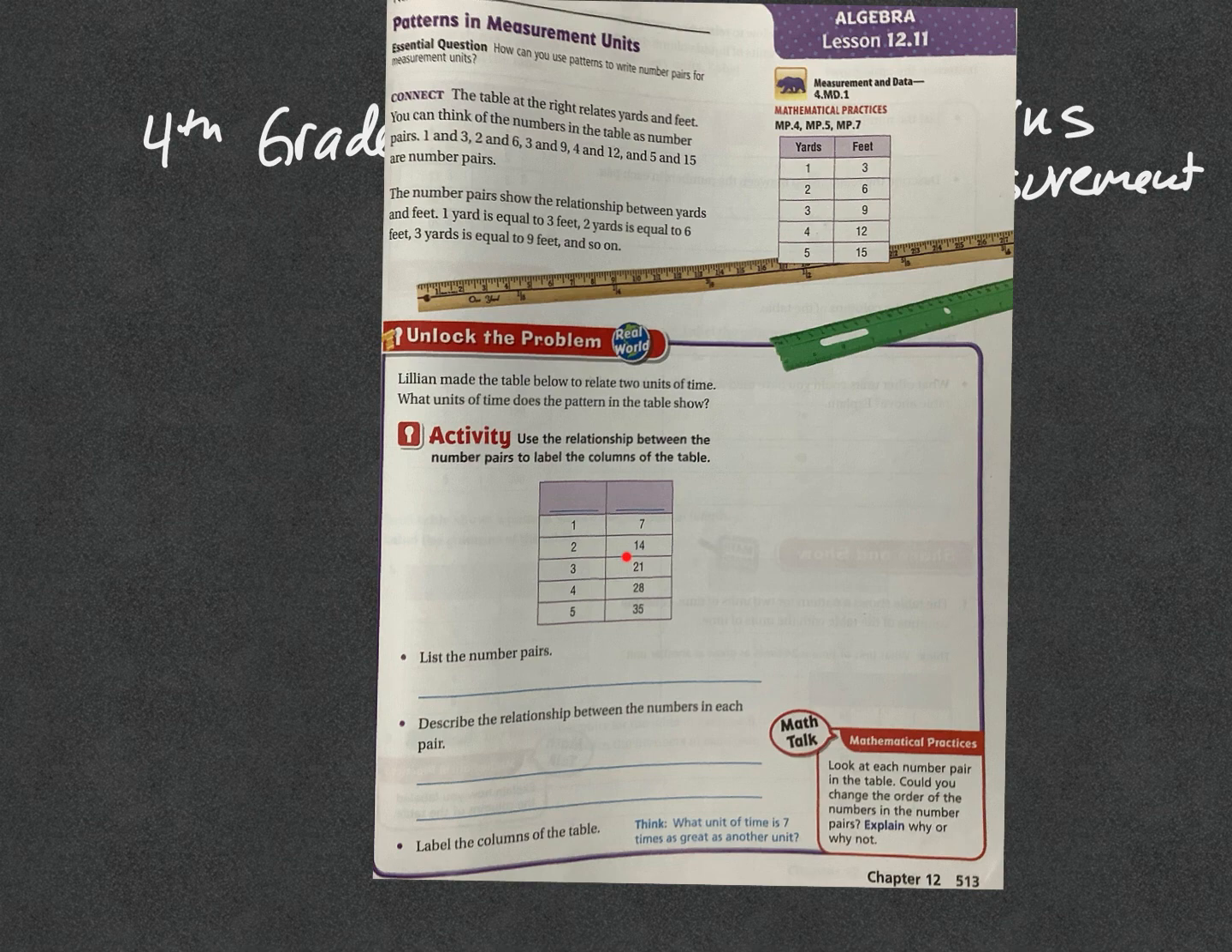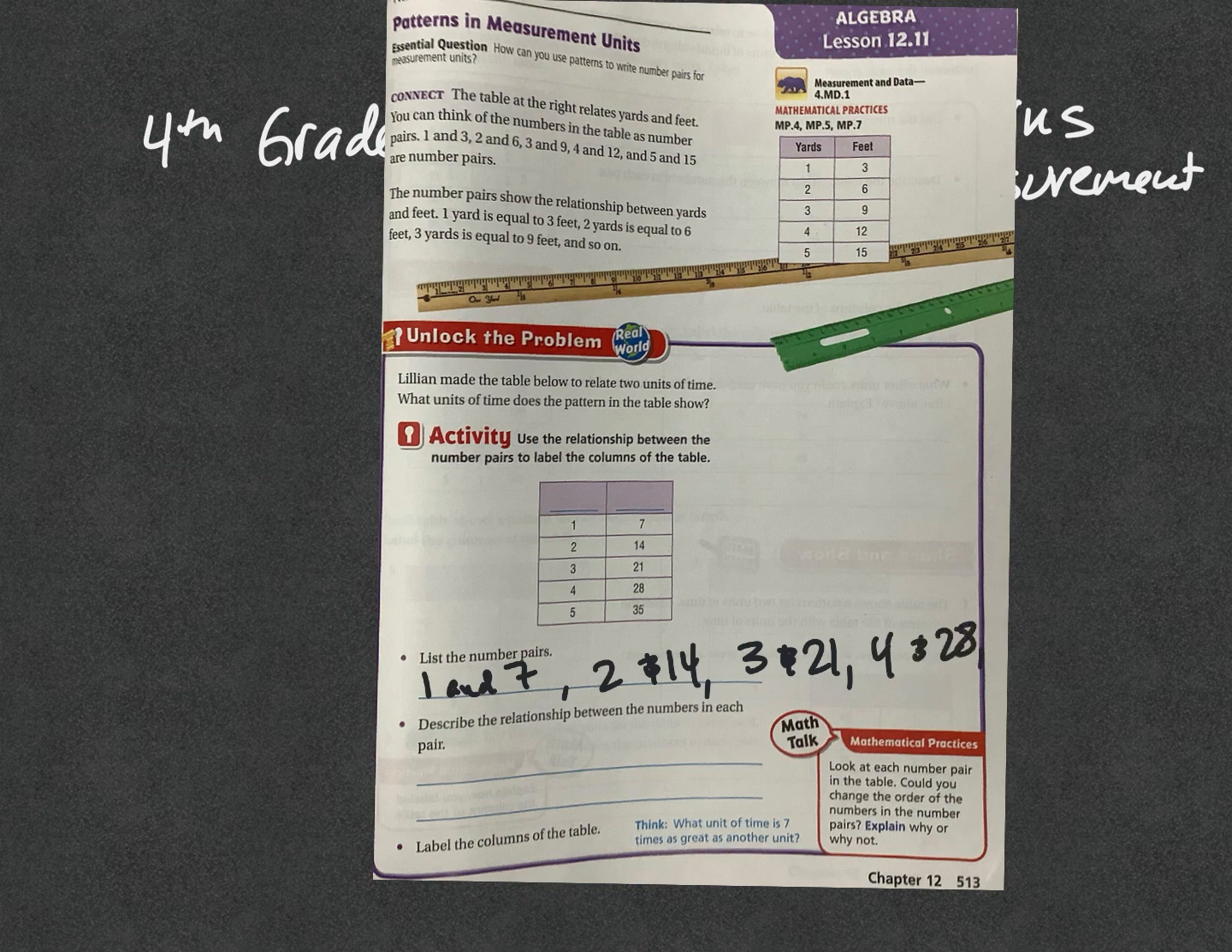If you have 2 of them, that's 14. If you have 3 of them, that's 21. If you have 4 of them, that's 28. If you have 5 of them, that's 35. So it's always multiplying up by 7. These are multiples of 7. So this 1 to 7 ratio, they want us to list the number pairs. We have 1 and 7, 2 and 14, 3 and 21, 4 and 28, and 5 and 35.